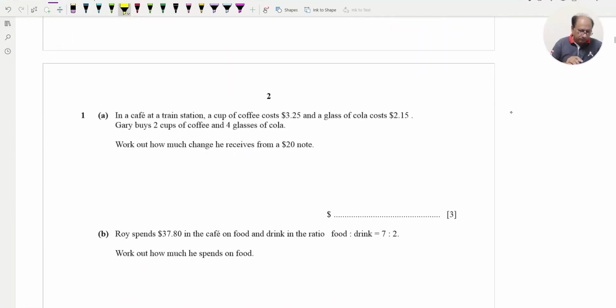Let us move to question number 1, A part. In a cafe at a train station, a cup of coffee costs 3.25 and a glass of cola costs 2.15. Gary buys 2 cups of coffee and 4 glasses of cola. Work out how much change he receives from $20.